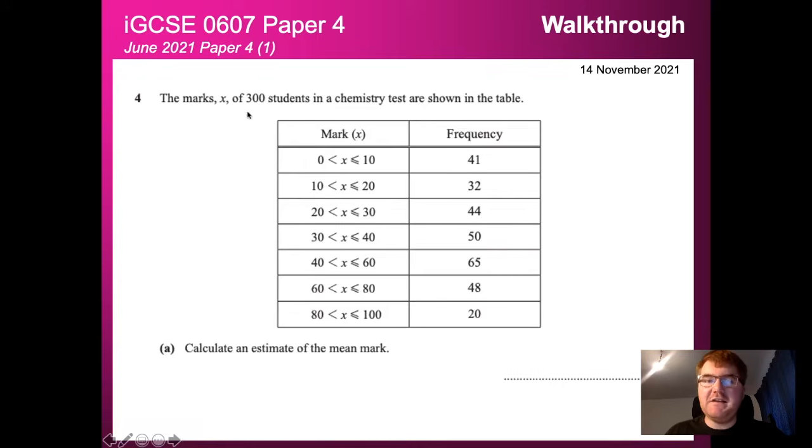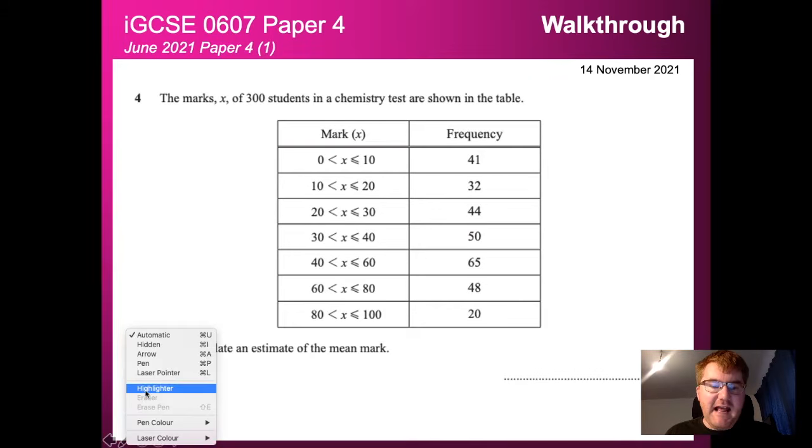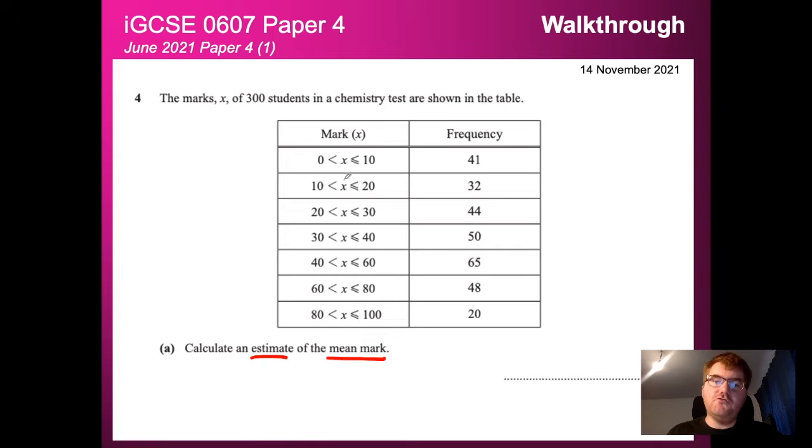So the marks x of 300 students in a chemistry test are shown in the table below, and we need to calculate an estimate of the mean mark. Now notice we have grouped data here, therefore we do not know how many people got exactly 1 mark or 5 marks or 7 marks and so on. So what we need to do is work out an estimate, and the way we do this is working out the midpoint of these different categories.